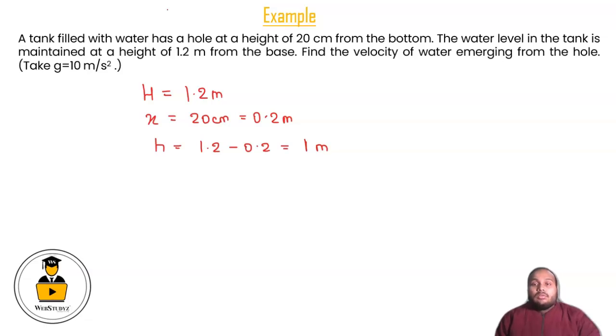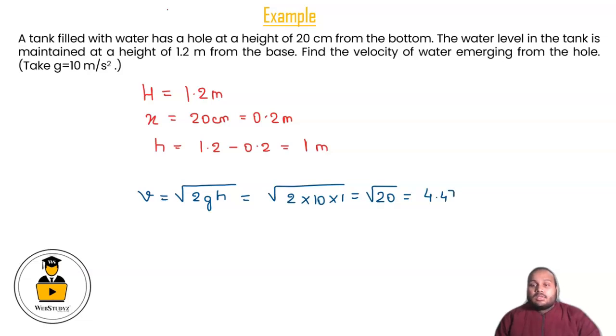Fine. Now using the velocity of efflux, or Torricelli's law, we can write v equal to under root 2gh, that is 2 into 10 into 1, which is under root 20. If we solve under root 20, we get 4.47 meter per second as an approximate answer. Fine. So about 4.47 meter per second will be the velocity of water emerging from the hole.